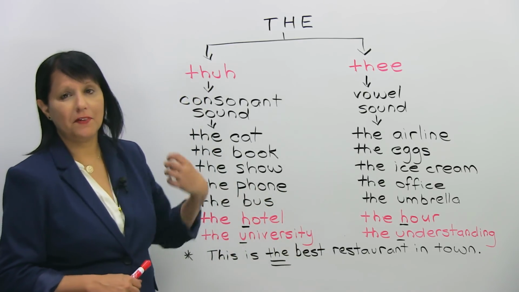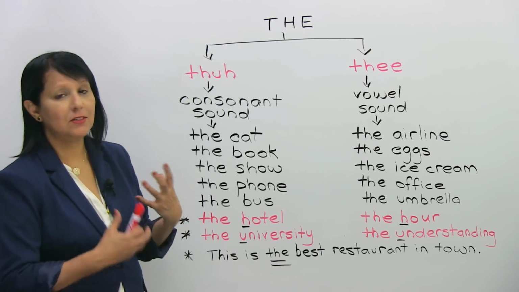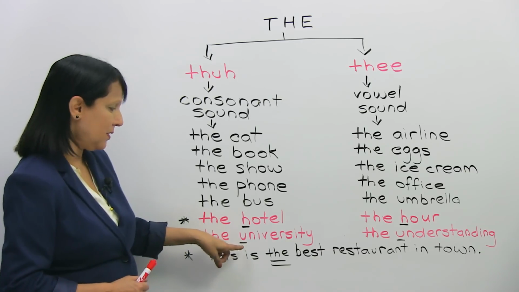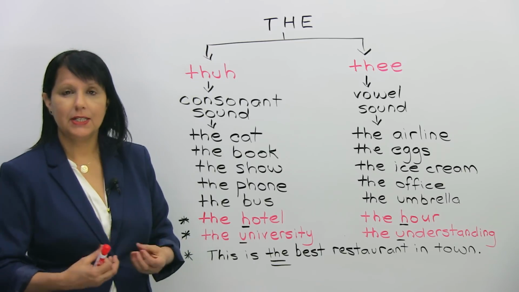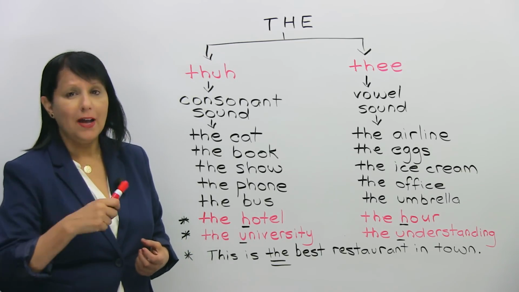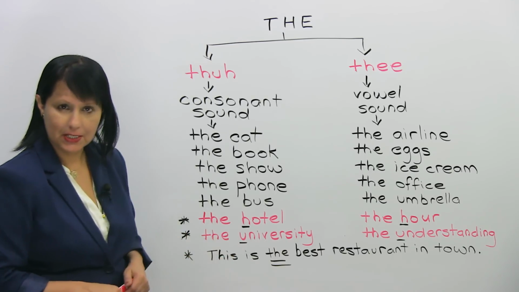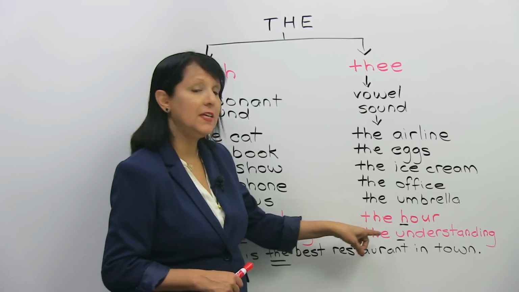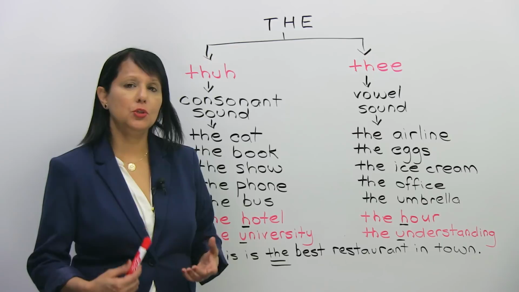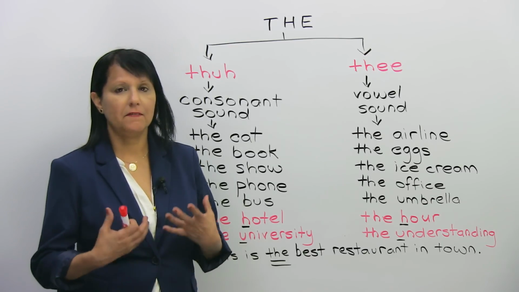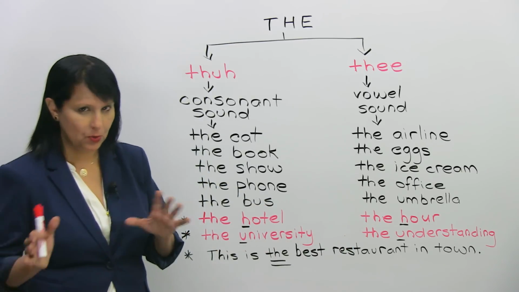And sometimes a vowel doesn't sound like a vowel. Sometimes a vowel sounds like a consonant. For example, in this word, university. Even though it starts with a U, it sounds like a Y. So we would say the university, but we would say the understanding. Because here, in the word understanding, the U sounds like a, which is a vowel sound. So you have to keep those exceptions in mind also a little bit.